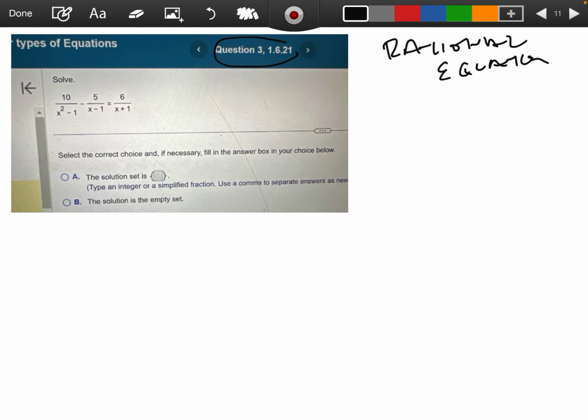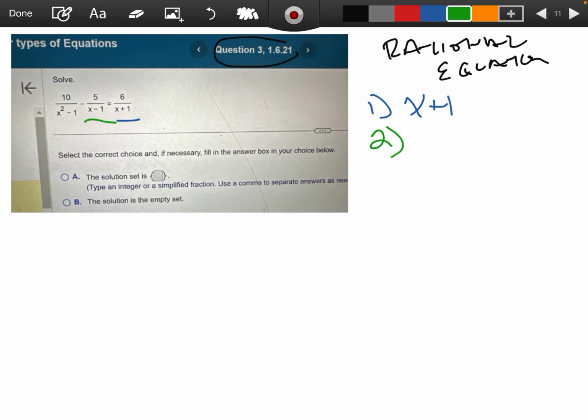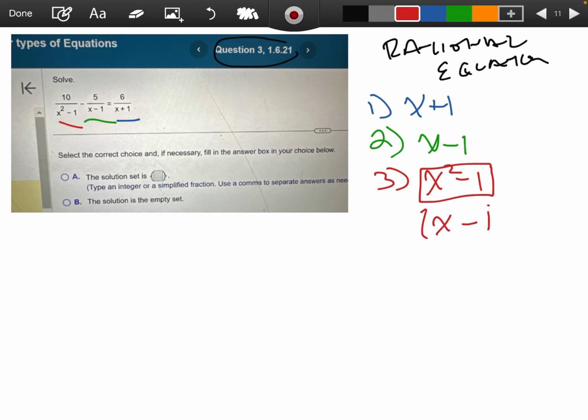So y'all, the first thing I'm going to do is look at each of the denominators. So far, I need an x plus 1. My second denominator here, y'all, is an x minus 1. And my third denominator, y'all, is an x squared minus 1. So every denominator, y'all, I'm going to need them. Now, the only thing I want to do is factor this guy, y'all. We can factor x squared minus 1 into x minus 1 and x plus 1.